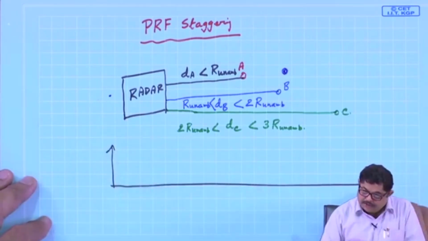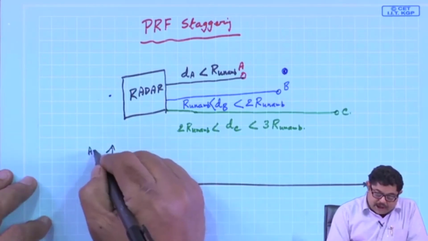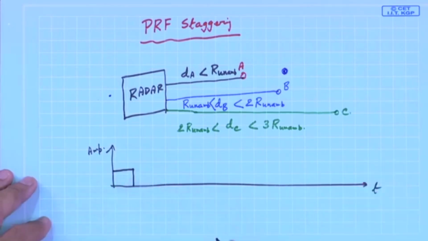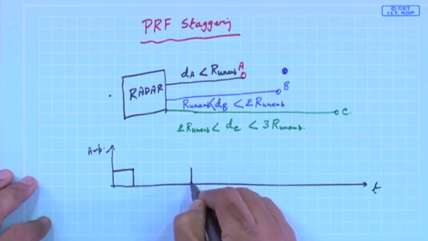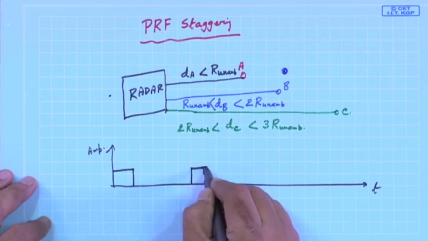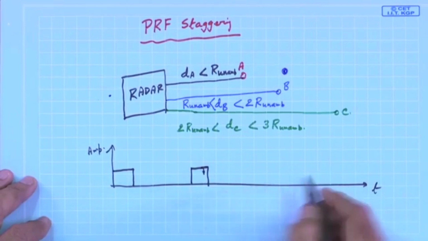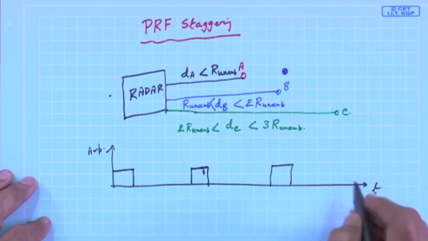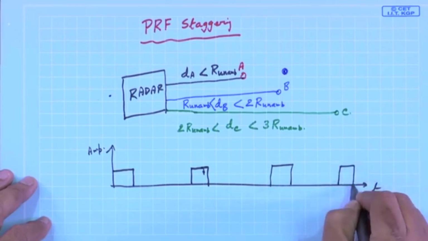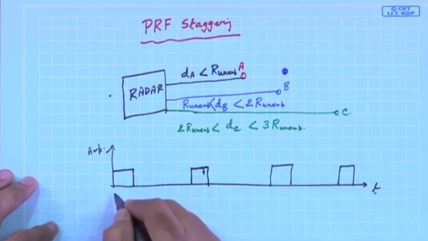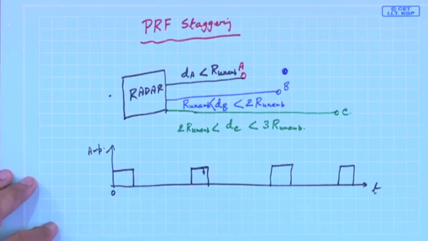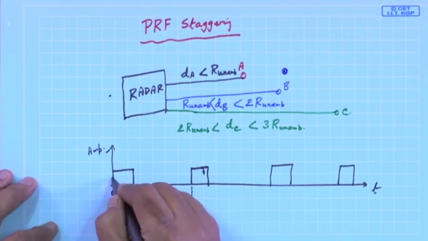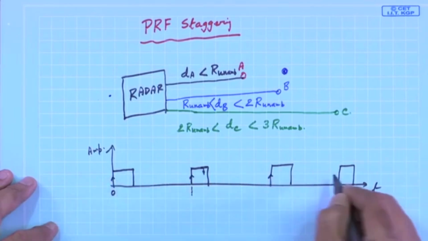I am sending pulses. So, this is t, this is the amplitude I am getting. Let us say that I am sending a pulse, then at the second one I am sending another pulse, then I am sending another pulse, then I am sending another pulse, and this is going on. Each one of these, I can say that this is time 0. This time I am considering as my reference. So, these are my references.